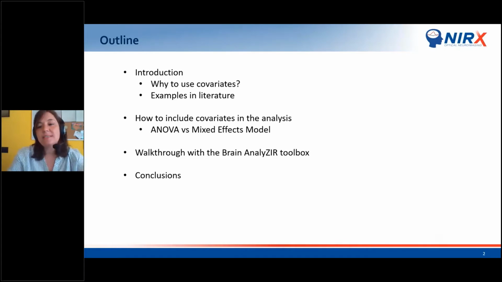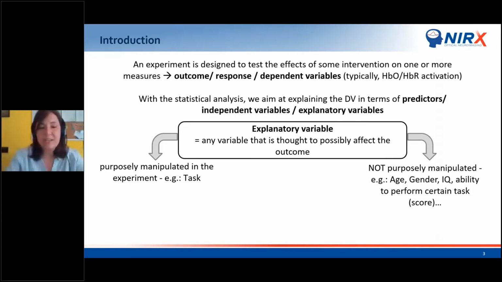First of all, this is really introductory, just to set the ground on the terminology we are going to use today. Whenever we run an experiment, we want to test the effect of a certain intervention, or a certain stimulus, on some measure. Typically, this measure is the outcome variable, also called response variable, also called dependent variable in statistical terms.